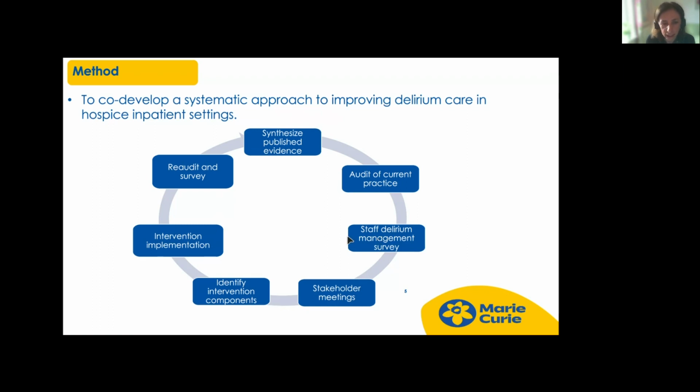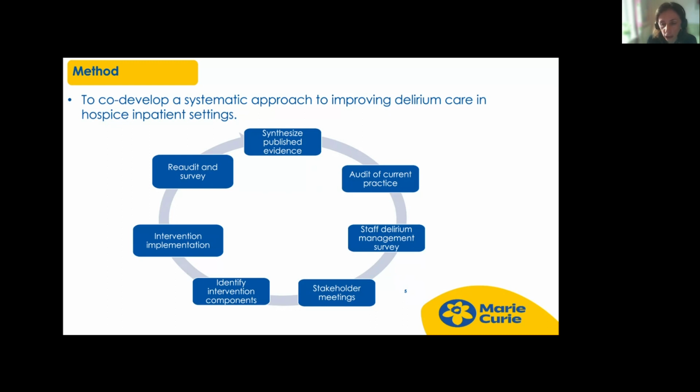We also circulated an anonymous survey amongst IPU staff to assess their knowledge and perceived confidence in relation to delirium care. Our next step involved linking in with stakeholders, specifically staff members, to identify a range of interventions or steps that could be taken to improve delirium management. We identified a set of intervention components, which Hilary will share with you shortly. We then spent a few months implementing these changes and are now in the final stage, which involves a post-intervention audit, a follow-up survey, and focus groups.